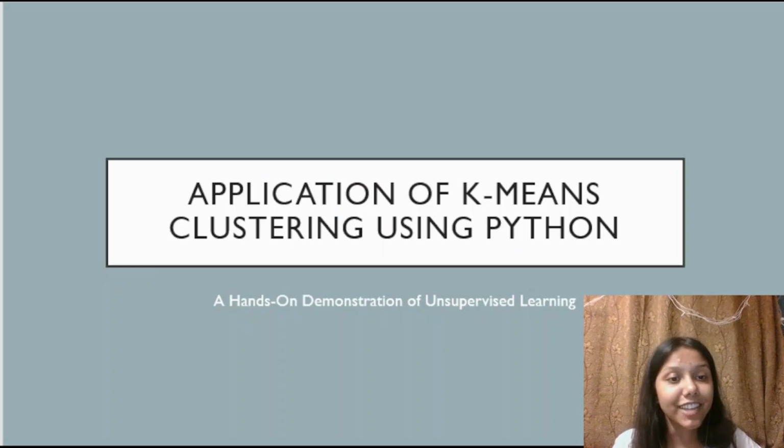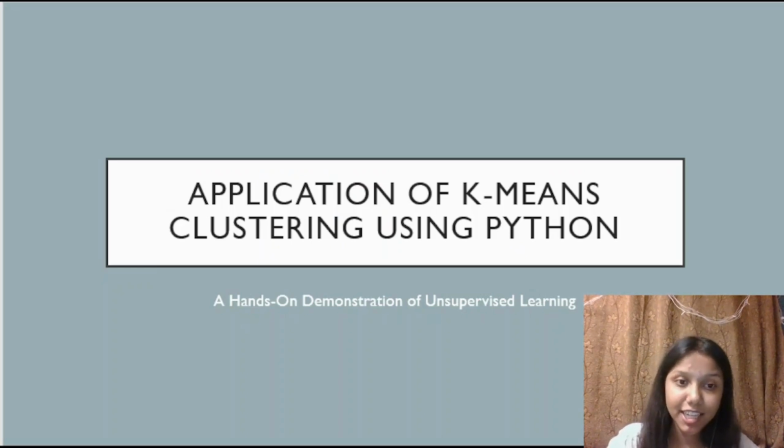And that's a wrap. Today, we explored the theory behind k-means clustering, implemented it on the iris dataset using Python, and determined the optimal number of clusters.